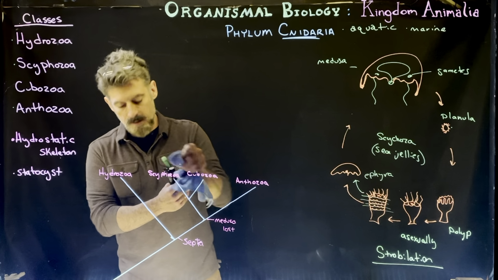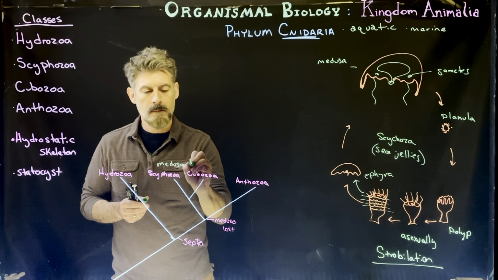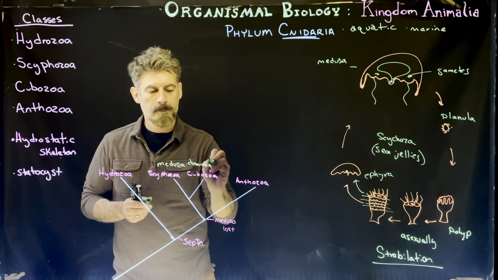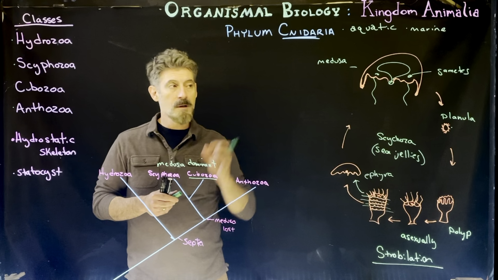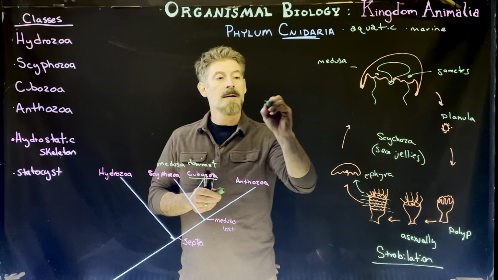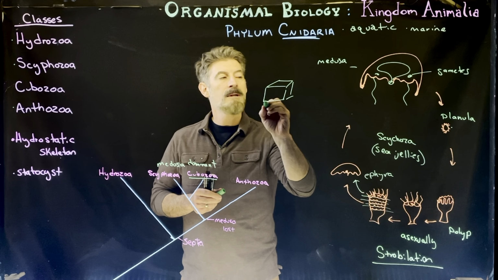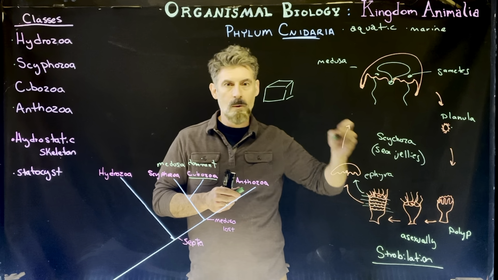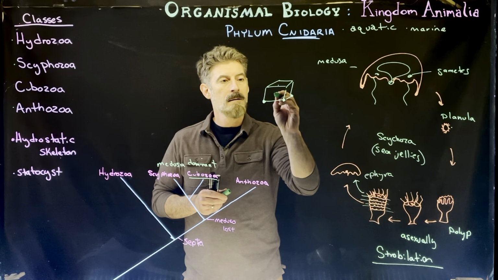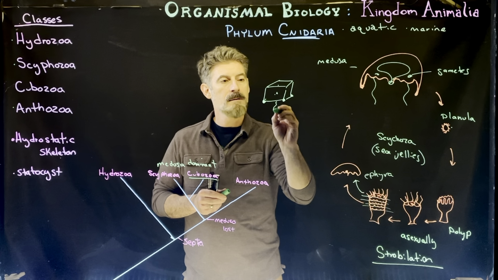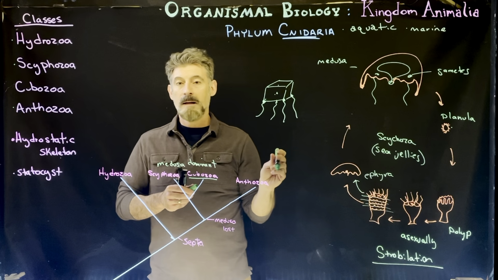The medusa is the dominant form. What's the difference between a Scyphozoa and a Cubozoa? Well, the Cubozoans are, just from the name, cube shaped. And instead of having tentacles all the way around in a ring, the tentacles are just at corners. So you have four places where the tentacles are coming down.